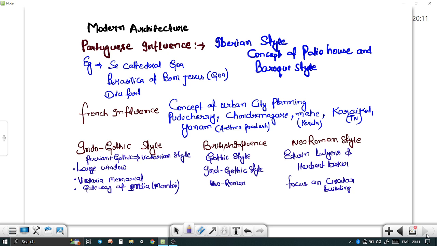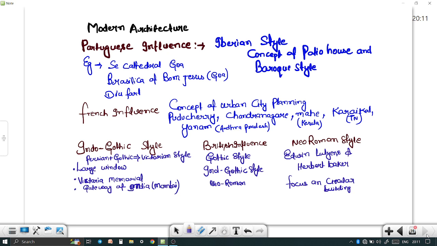We will see the architecture of the French influence, which brought the concept of urban city planning and developed the towns of Puducherry, Chandannagar, Mahe in Kerala, Karaikal in Tamil Nadu, and Yanam in Andhra Pradesh. Other examples of French institutions are the Church of the Sacred Heart of Jesus in Puducherry, and the Sacred Heart Church of Chandannagar, West Bengal.